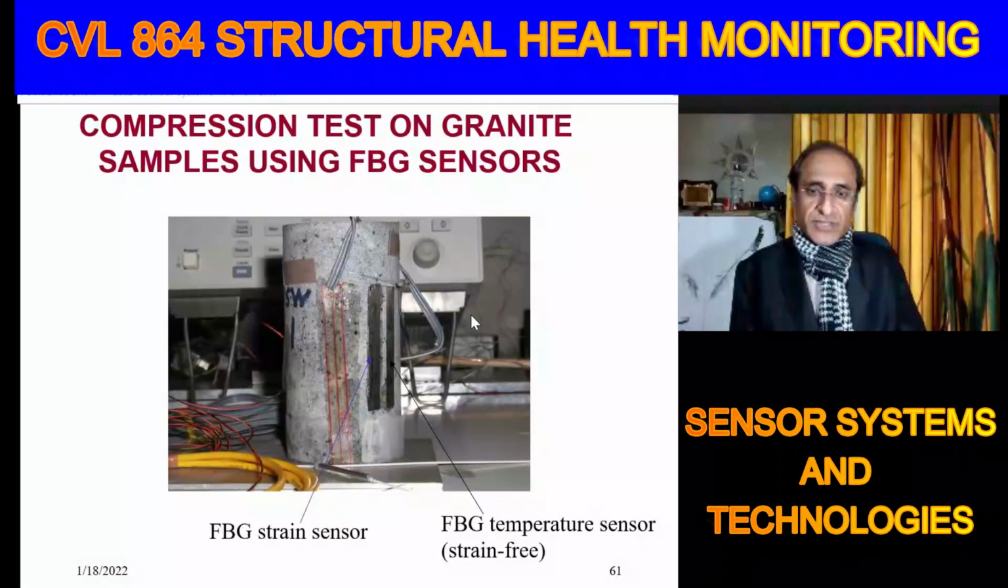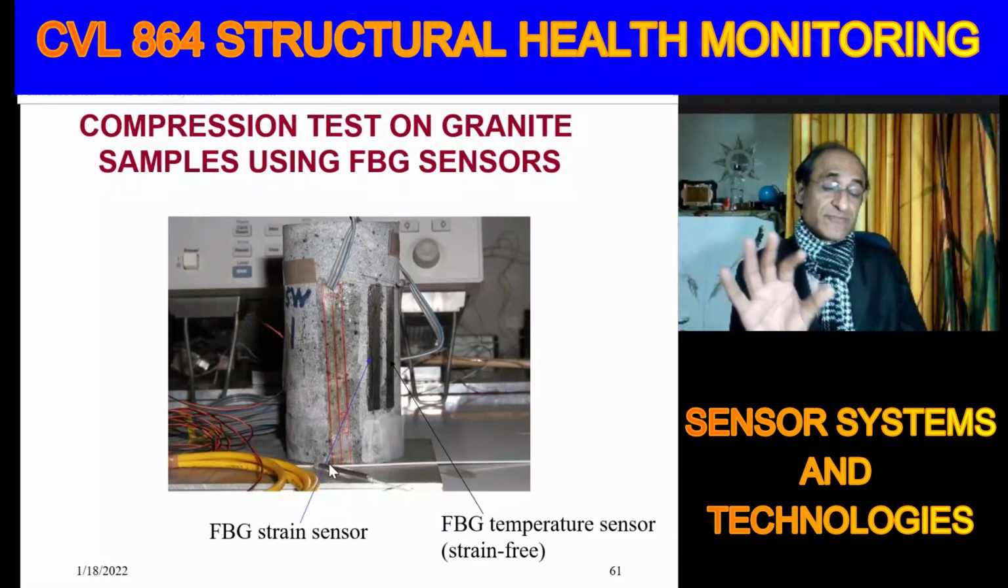Now here we are showing some of the measurements. Here we have installed these on a rock sample. This is a granite rock sample, and this is the electrical strain gauge. This is a very long electrical strain gauge, much longer than what I showed you in the lab. In the lab I showed you a very small one, but this is very long. And these are the fiber optic sensors.